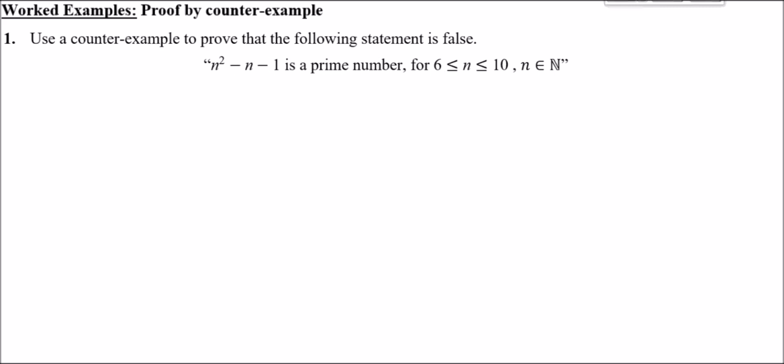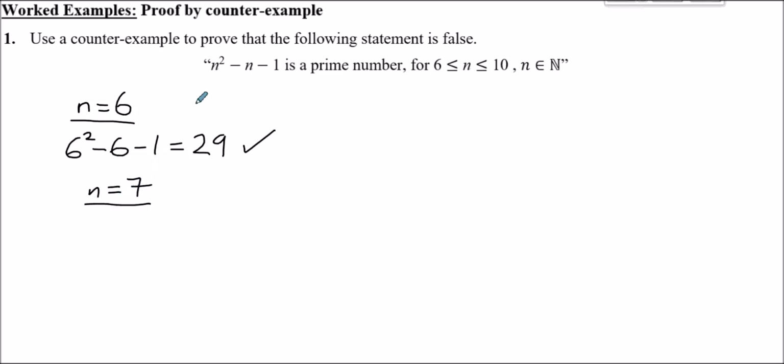So let's start and do it systematically, starting at 6. So let's try it for when n equals 6. So when n is 6, we're going to have n squared, which is 6 squared, minus n, which is minus 6, minus 1, which gives us 29. So that is actually prime, so that holds true there. So keep going, no luck yet.